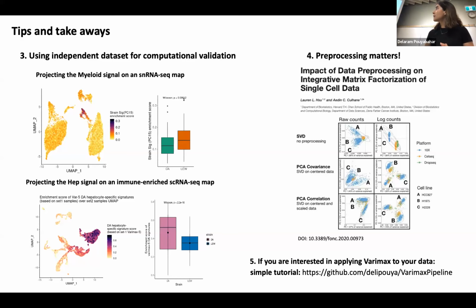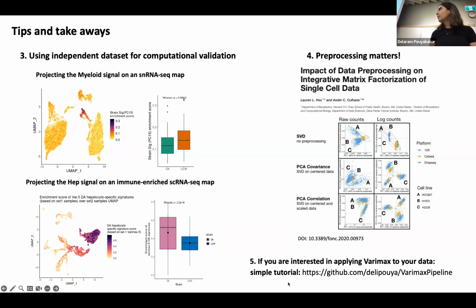And then my last point is that preprocessing matters. Be very careful and play around with different preprocessing approaches. This is a great review paper, by the way, on the impact of data processing on integrative matrix factorization of single cell data, so check that out. And specifically when you have multiple samples, what I found is that it's usually useful to normalize them individually, put them together, scale the whole thing, and then apply the matrix factorization method. That usually gives you better results, but keep in mind that it can make drastic changes in the factors that you learn.